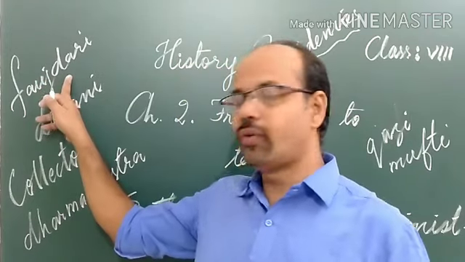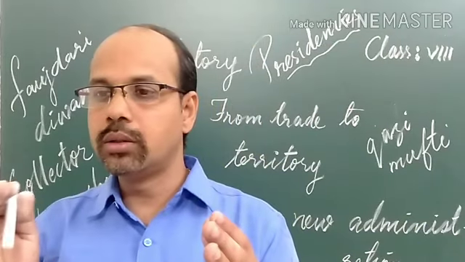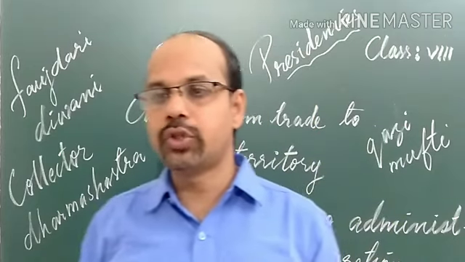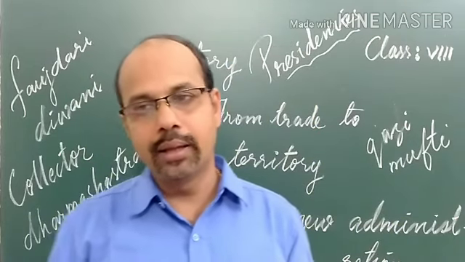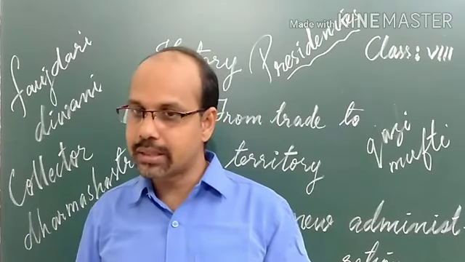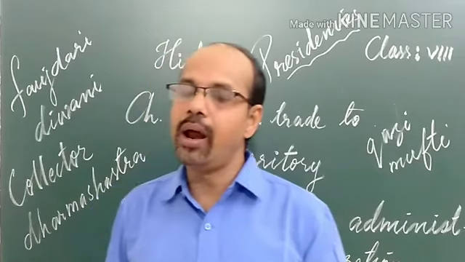The criminal court was known as Faujdari Adalat, and the other one was the civil court, known as Diwani Adalat. In the criminal court, all the criminal cases were discussed, and in the Diwani Adalat, civil cases were discussed.